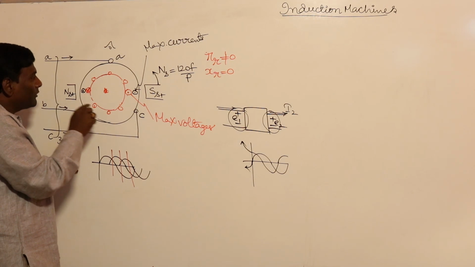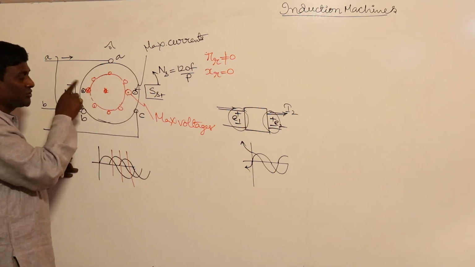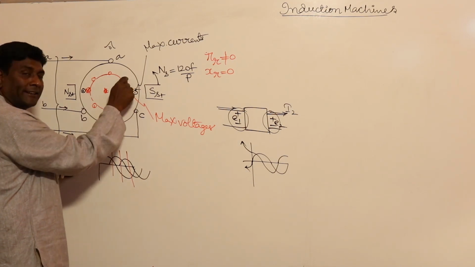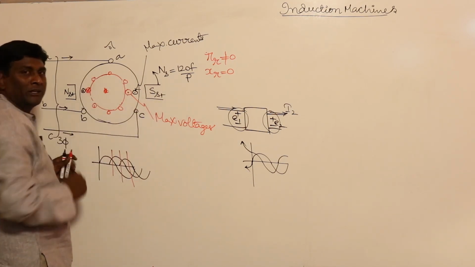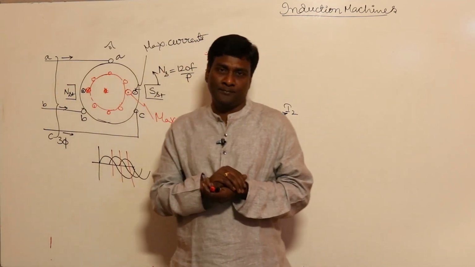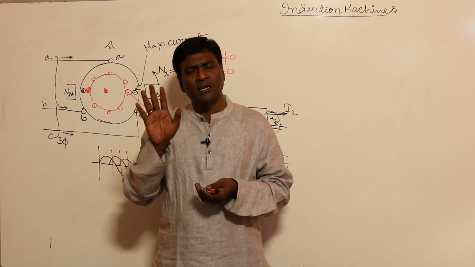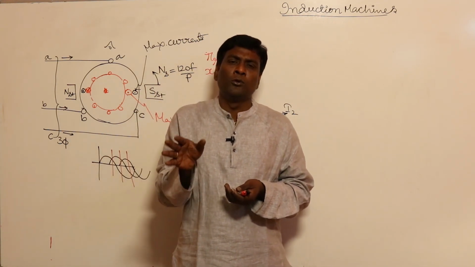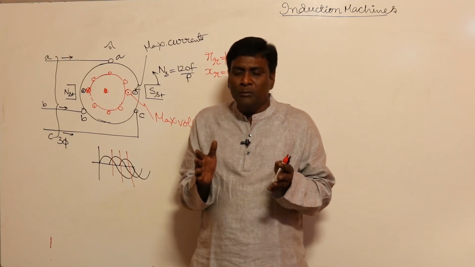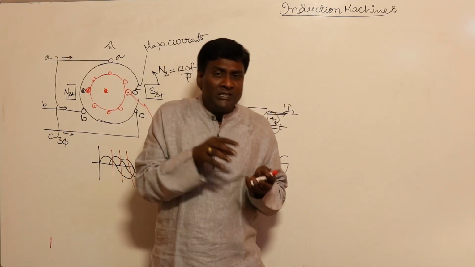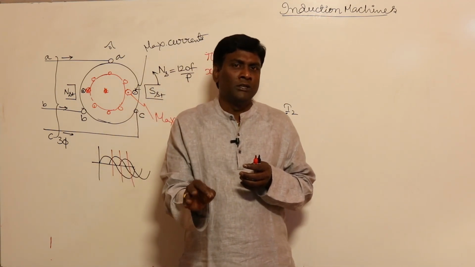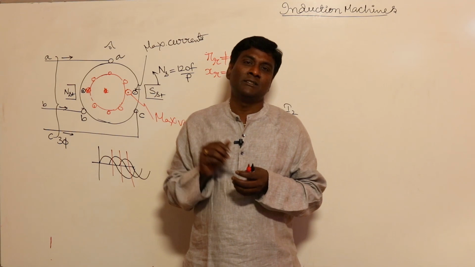Now for example, if I have all these slots, how many slots are there? 1, 2, 3, 4, 5, 6, 7, 8. 8 slots are there. Per pole, how many slots are there? 4. So my rotor is going to develop a 4-phase system. The number of slots per pole is nothing but the number of phases created in the rotor. People may be confused, thinking it should be 3 phase only, or 8 phase only. It is not like that. Slots per pole is nothing but the number of phases in a squirrel cage rotor.